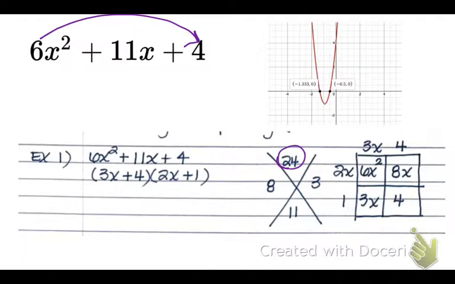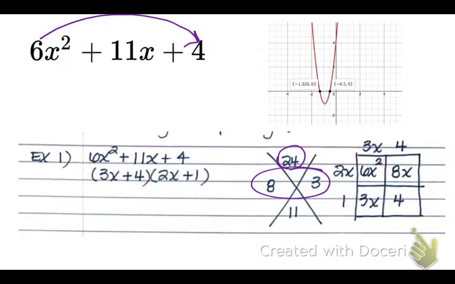In this case it's going to be 8 and 3. And then if you like to use the box method, your first term is going to go up here in the upper left corner, the 4 is going to go in the bottom right corner, and then we use these two numbers, we break them apart. If you were going to use factoring by grouping, it would be splitting the middle term into 3x and 8x.